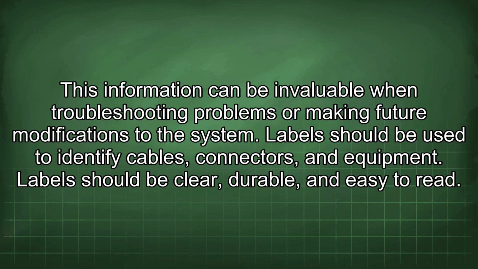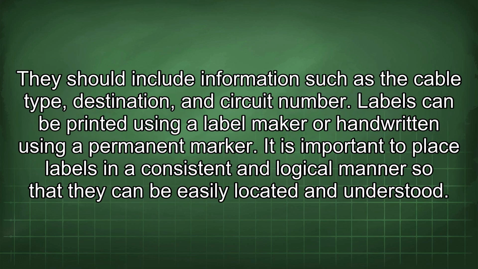Labels should be used to identify cables, connectors, and equipment. Labels should be clear, durable, and easy to read. They should include information such as the cable type, destination, and circuit number. Labels can be printed using a label maker or handwritten using a permanent marker. It is important to place labels in a consistent and logical manner so that they can be easily located and understood.